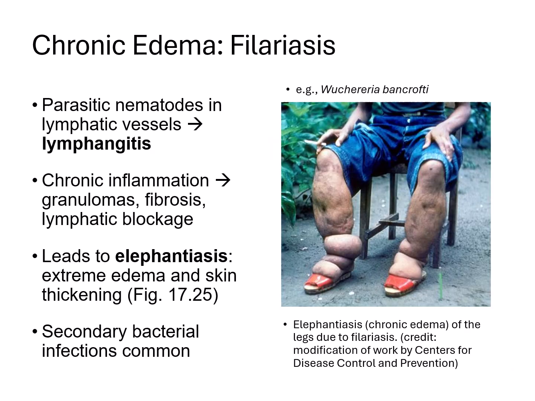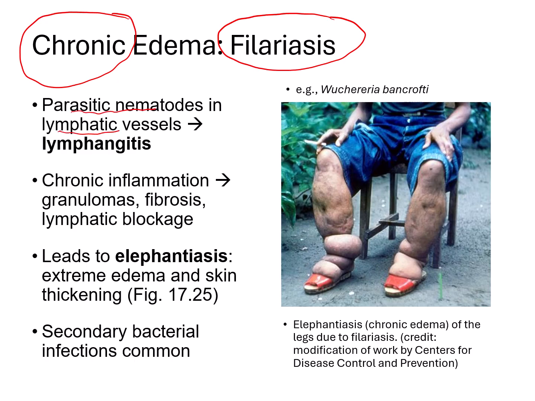Certain parasitic infections can cause chronic inflammation with severe long-term consequences. Filariasis, for instance, involves nematodes, remember these are parasitic worms, that are residing in our lymphatic vessels, like we saw in the lab with Wuchereria. And this chronic inflammation leads to the formation of those granulomas. We might see fibrosis and also lymphatic blockage, so that blockage of the normal lymphatic flow. This produces elephantiasis with extreme edema as well as thickened skin, and secondary bacterial infections are common in these cases as well.